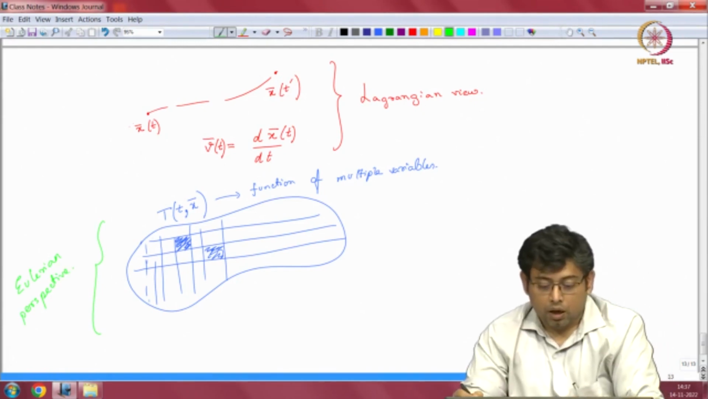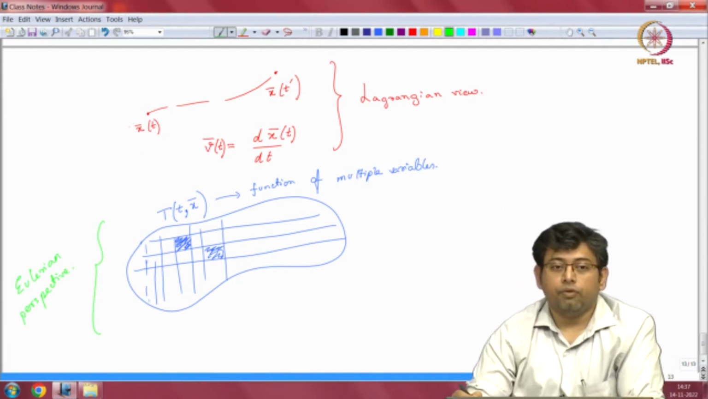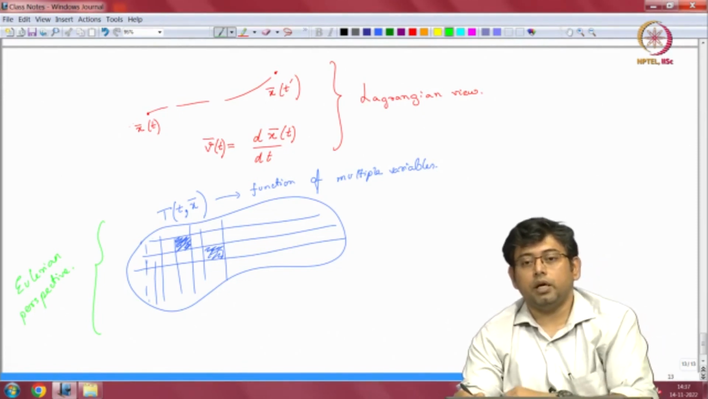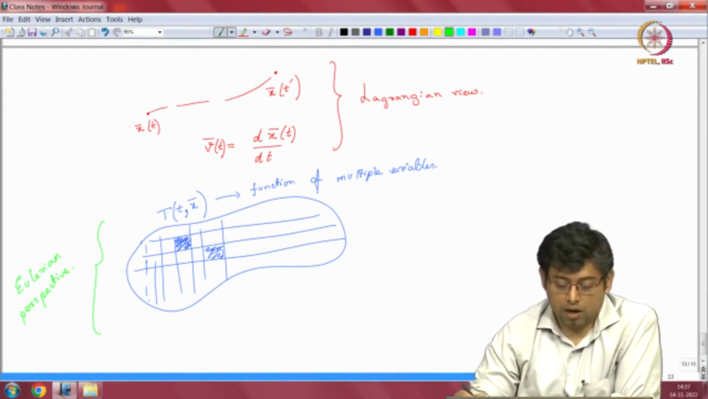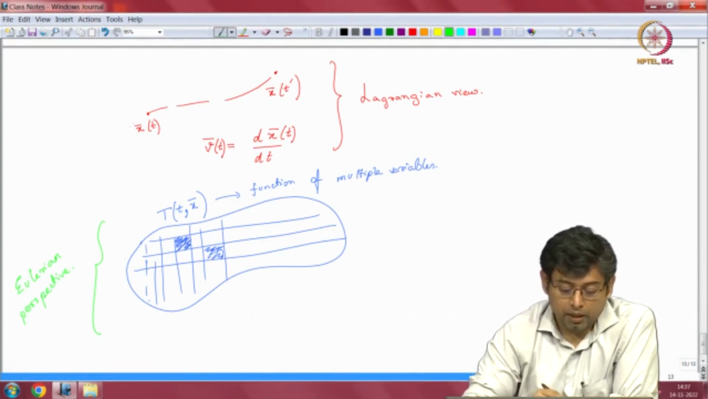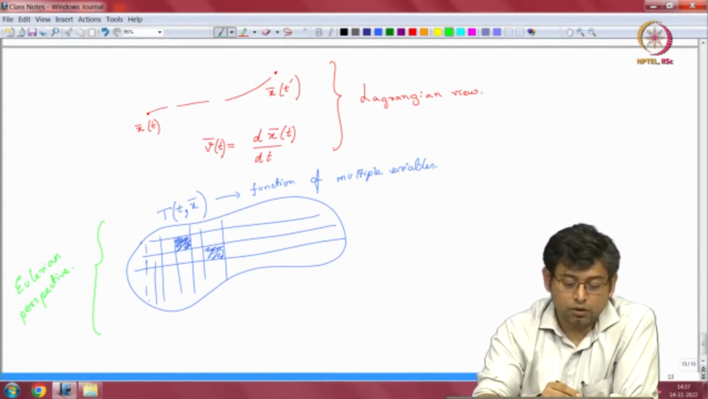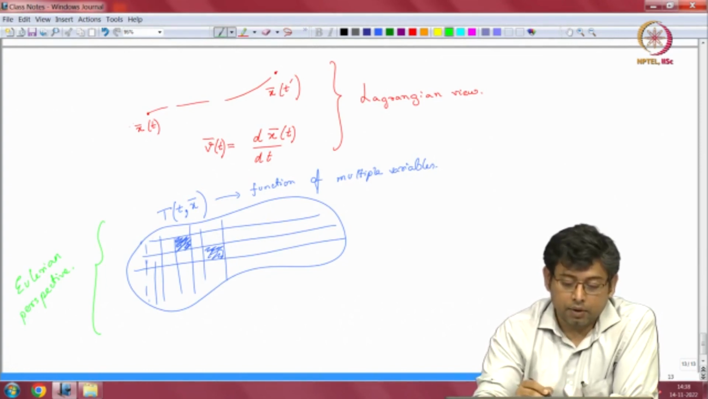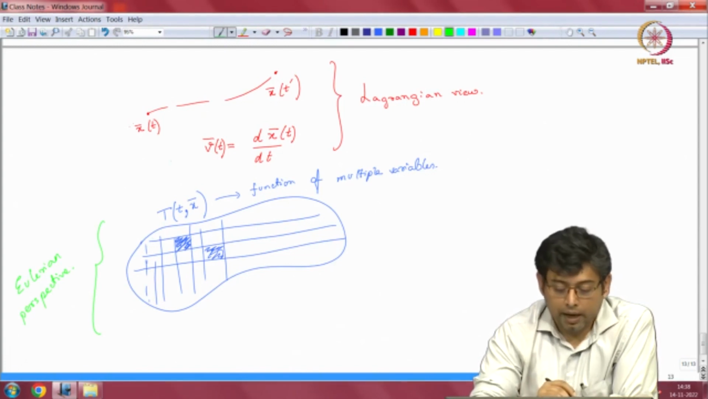Okay. And you can see how these are different. In the Eulerian perspective, you have grid points, the grid points are stationary, and you measure the variable at the grid points, whereas in this case you follow the particle. You don't care where it is, but you follow the particle and you just measure its location with respect to time.